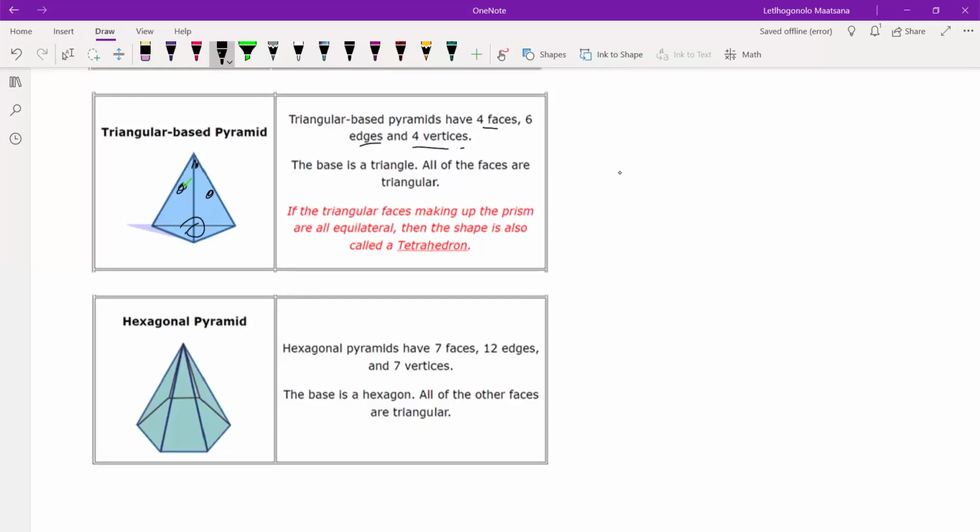We have a hexagonal pyramid where it has 7 faces, 12 edges, and 7 vertices. The base is a hexagon, over there, and all others are triangular. So that's triangular, the faces are triangular.